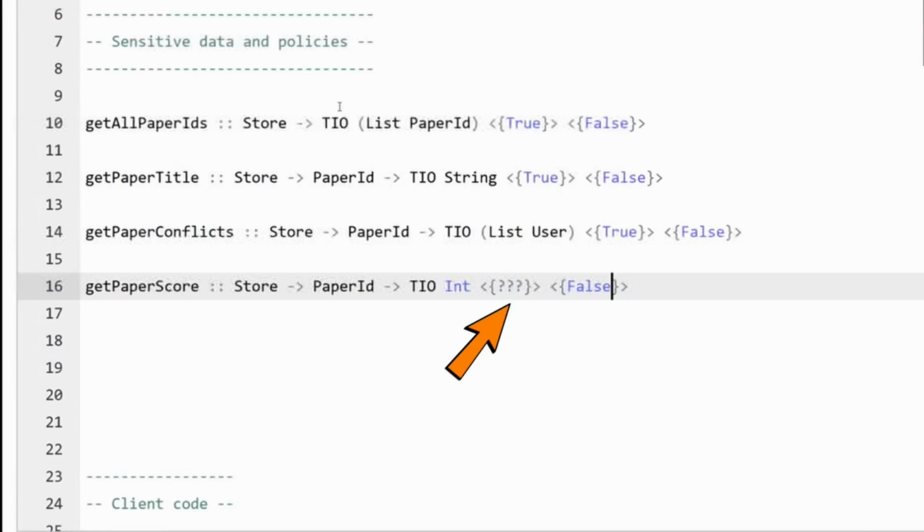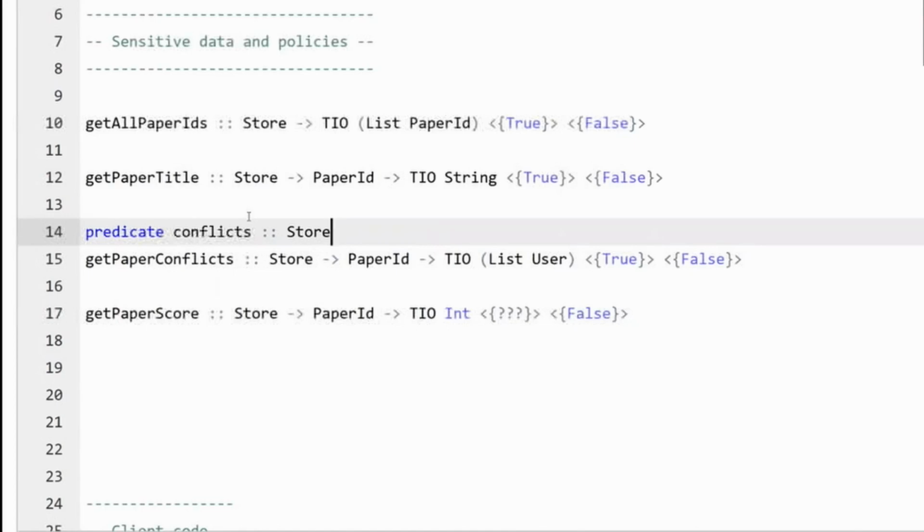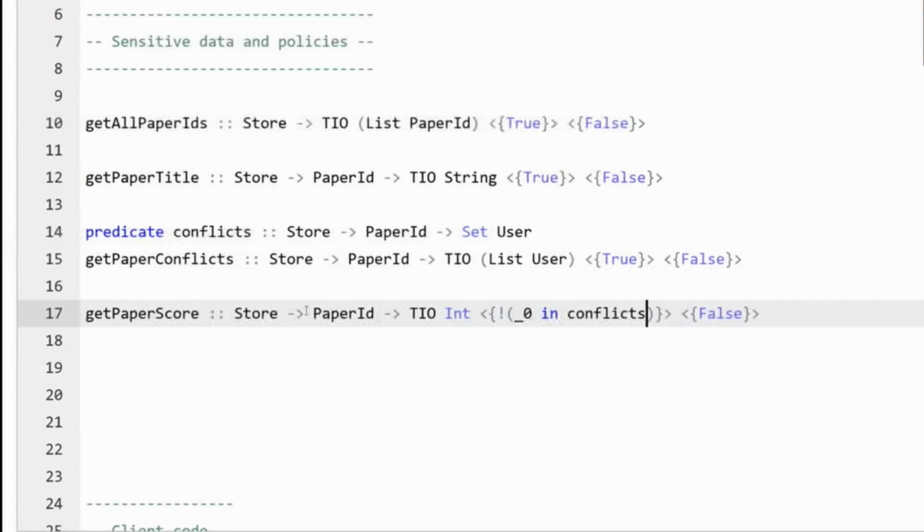Although the refinement logic does not allow mentioning program-level functions like getPaperConflicts inside labels, I can define an uninterpreted logic-level function, conflicts, that denotes the set of users conflicted with a given paper. I can now use this function to specify the desired policy on scores, that they're only visible to users who are not in the set of conflicts.